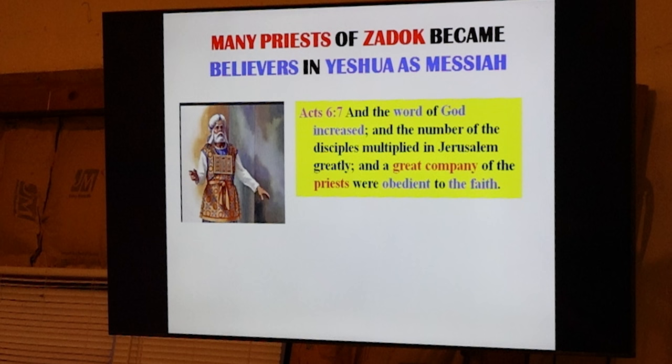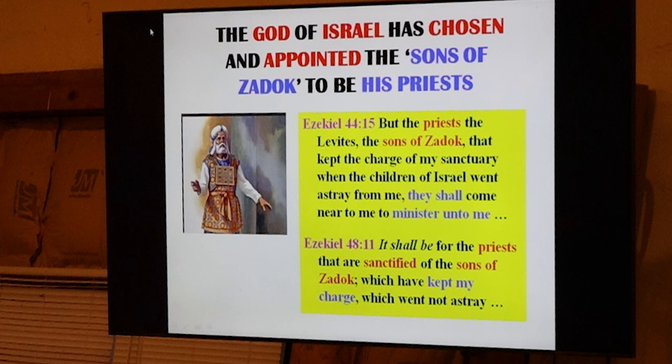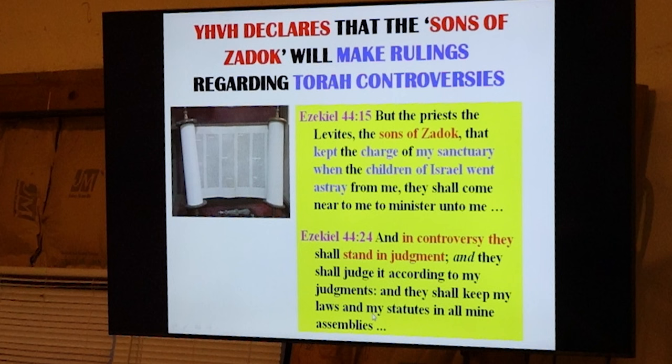But I'm just saying. All right, so now to amplify what I did at the beginning: the God of Israel has chosen and appointed the sons of Zadok to be the priests, as it says in Ezekiel 44:15, the priests, the sons of Zadok. And then he also clarifies it: it's going to be those of the sons of Zadok who are sanctified. And then there's this prophecy about the sons of Zadok. Like I said at the beginning, everything I've said so far in this presentation is only to amplify and highlight, in my mind at least, the significance of this verse, that Yah has made a declaration.